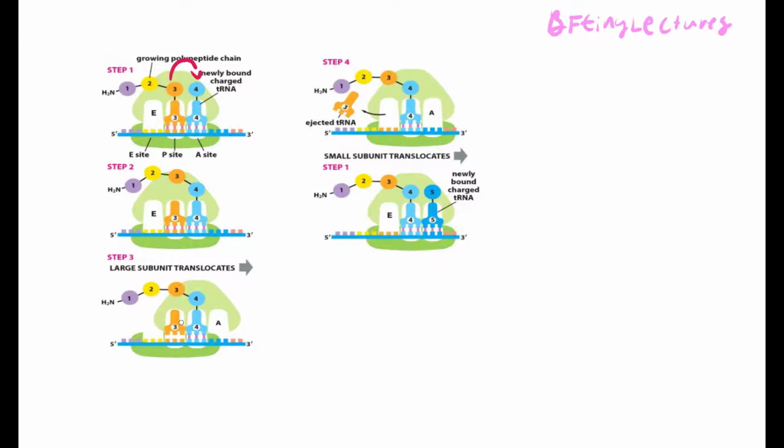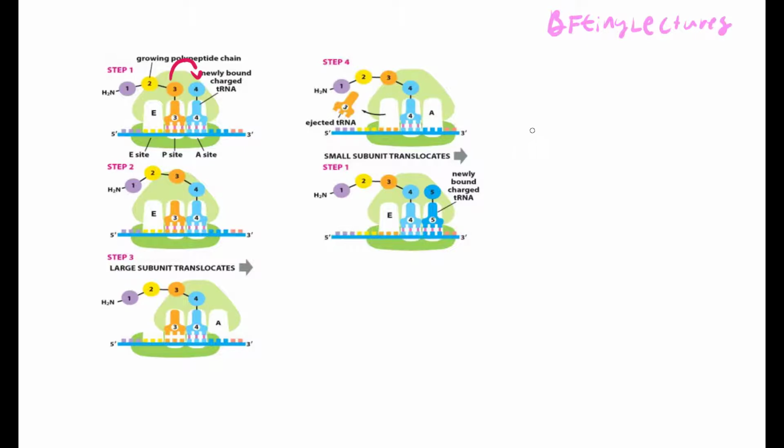And when this occurs, the 3rd codon, or tRNA in this case, is going to enter the E site. And when that happens, it becomes ejected. And when that occurs, the newly entered tRNA is going to be in the P site and is going to transfer its amino acid sequence to the newly entered tRNA.